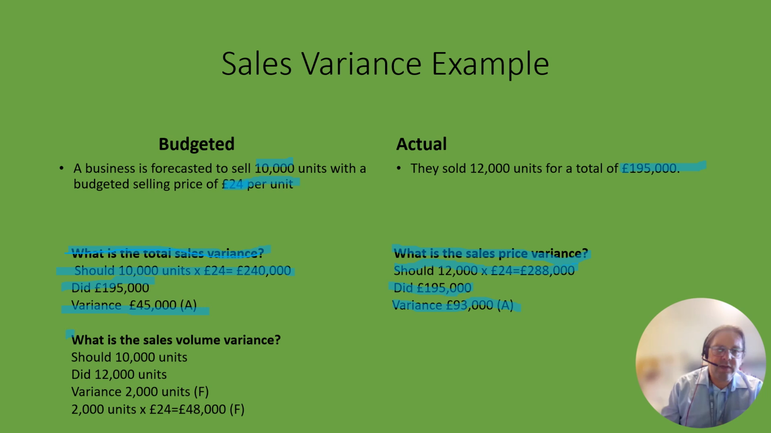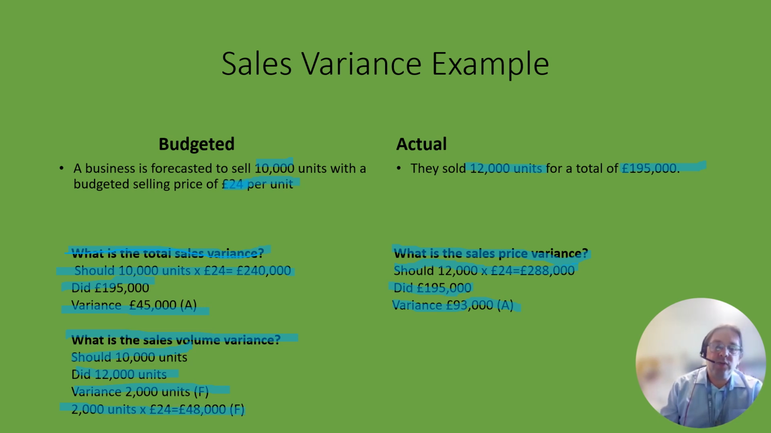If we look at the sales volume, we said we were going to sell 10,000 units, but we did sell 12,000 units. Well, that's good. We've got a 2,000 favorable variance, but that's in units, so 2,000 units more than we thought. At that £24 selling price, that means we've got a £48,000 favorable variance.